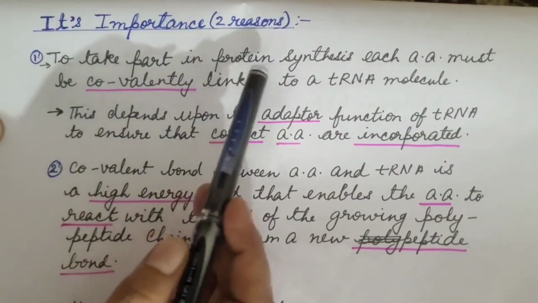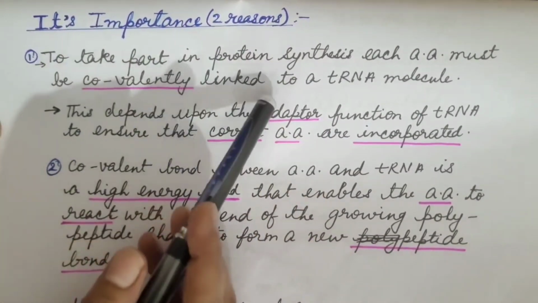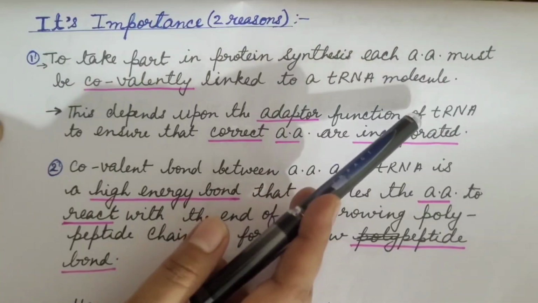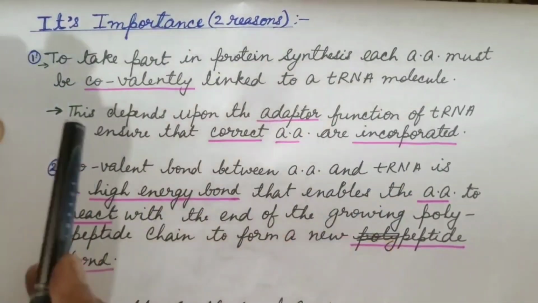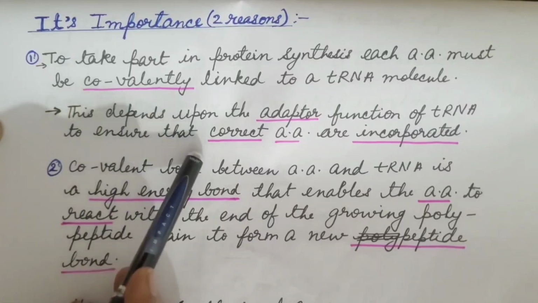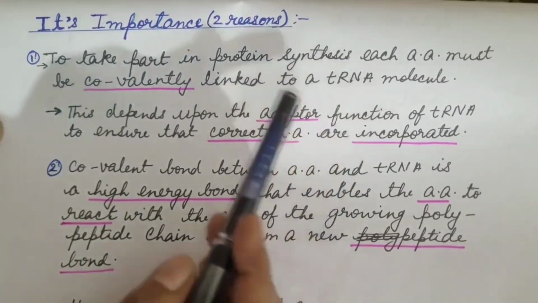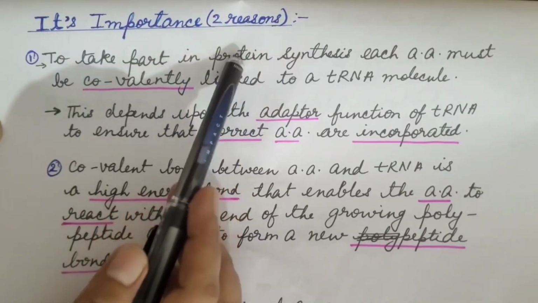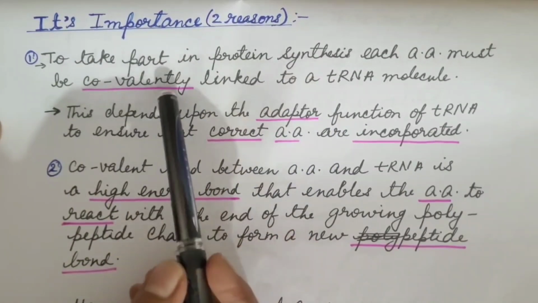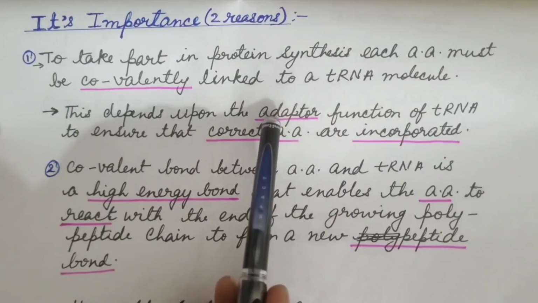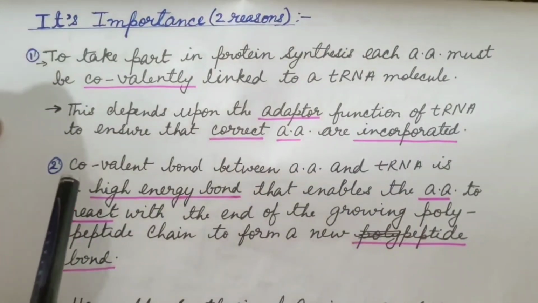Now let us see the importance of aminoacyl transfer RNA synthesis. To take part in protein synthesis, each amino acid must be covalently linked to a transfer RNA molecule. This depends upon the adaptive function of transfer RNA to ensure that correct amino acids are incorporated. So the transfer RNA functions as an adapter molecule and the correct amino acid is incorporated.